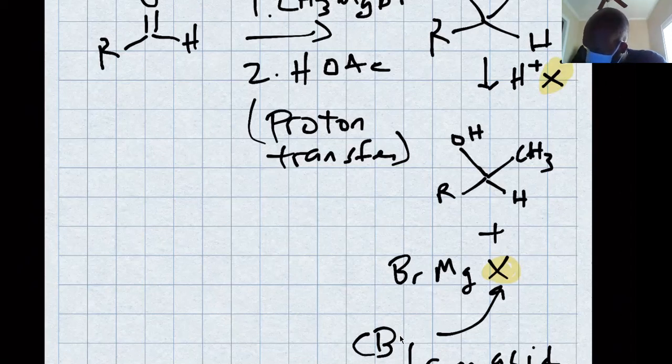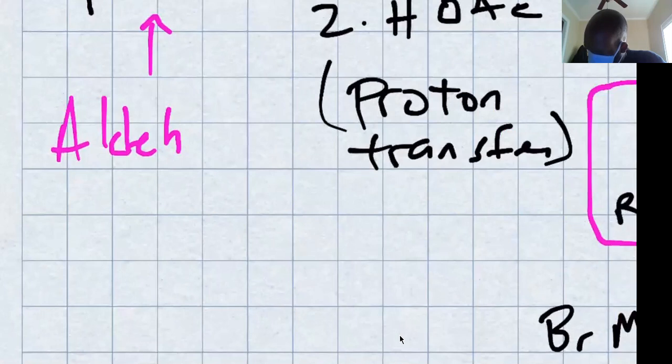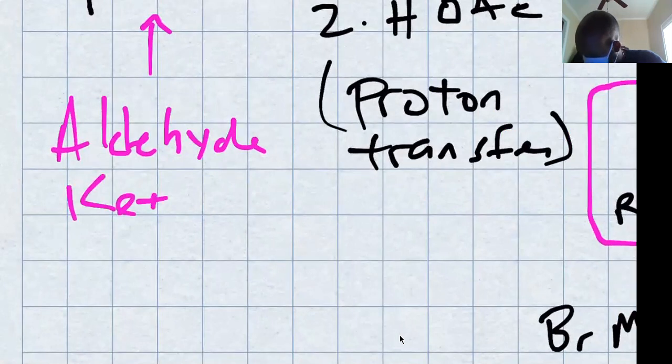But this is the most important part right here, right? So when you add an organometallic to a carbonyl, you can make alcohols, right? So this can be a ketone, it can be an aldehyde, it can be a ketone, or it can be an ester.